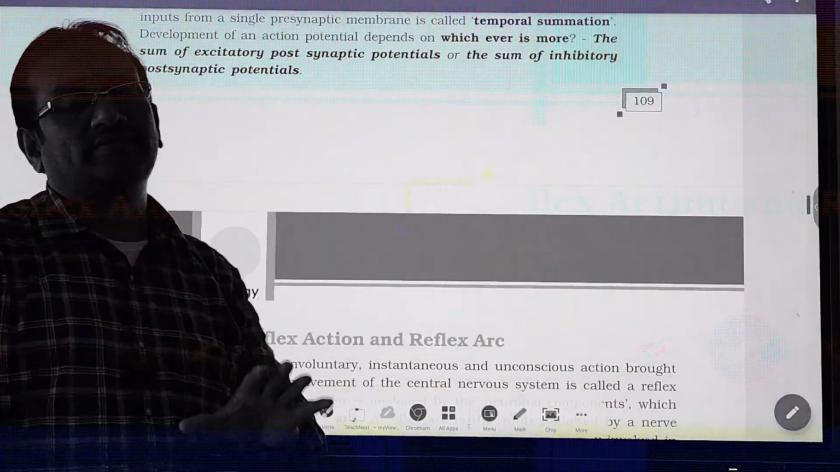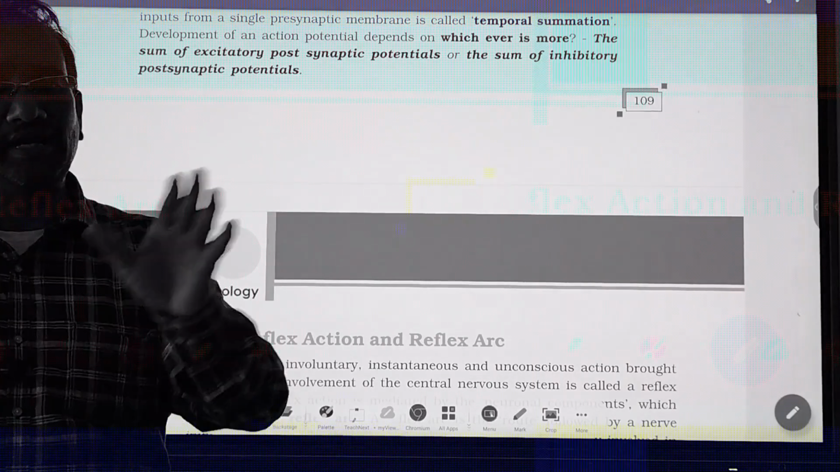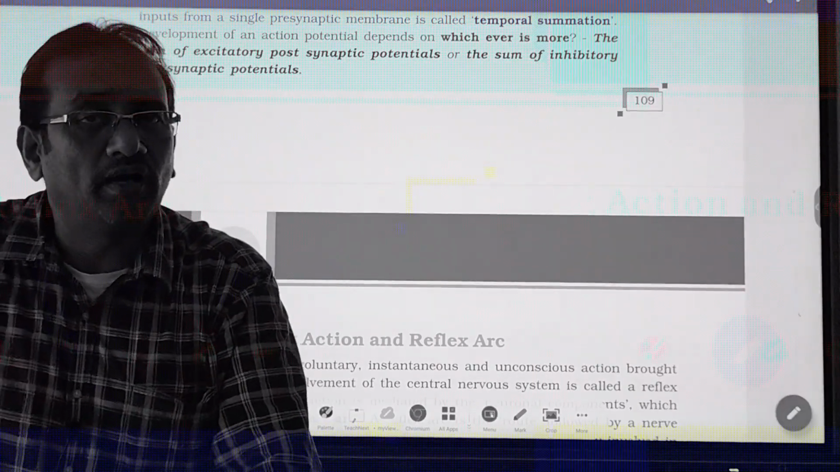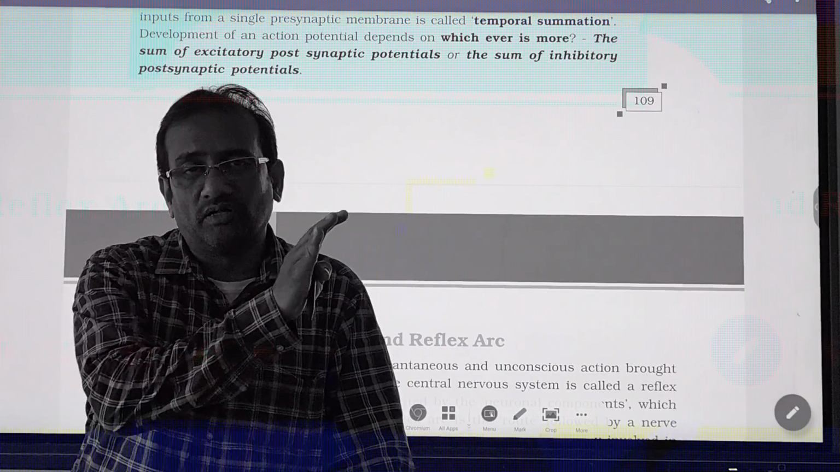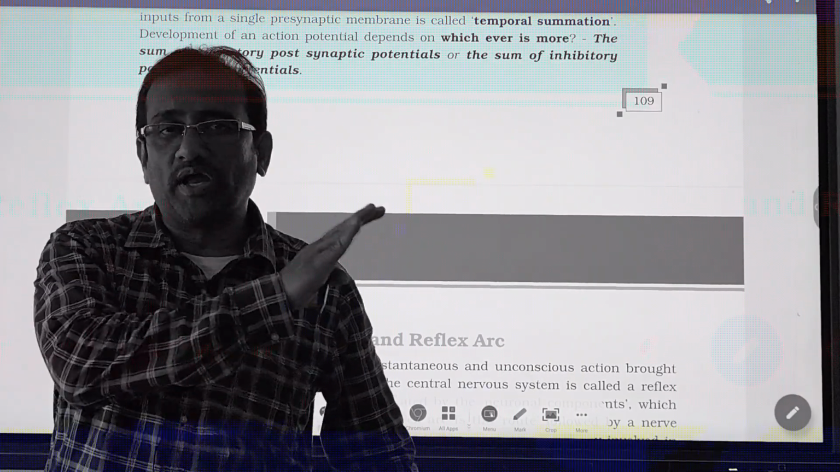Okay, so this completes the generation and conduction of action potential along the length of the axolemma. The membrane of the axon is also called a nerve fiber.